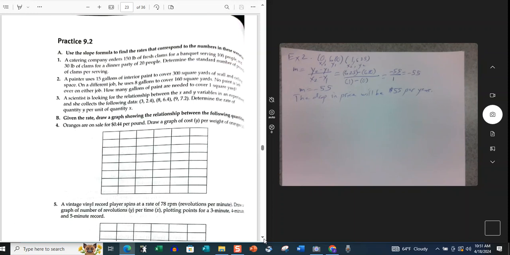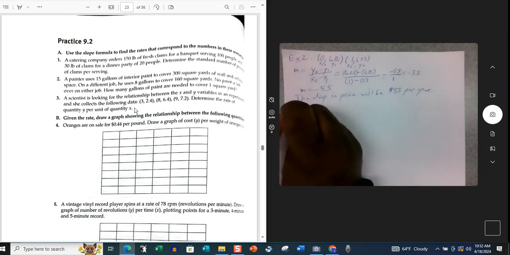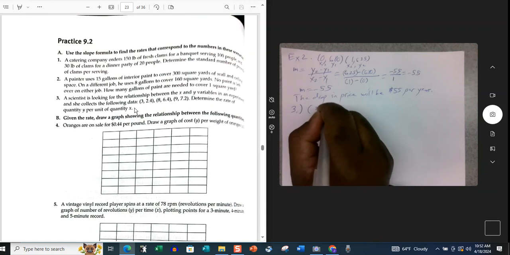So starting with number 3, it says a scientist is looking for the relationship between the x and y variables in the experiment, and she collects the following data. If you notice here, she has 3 points. Determine the rate of quantity y per unit of quantity x. So whenever they tell you what they want, when they say here, the quantity y per unit of x, your y values determine what goes first, and your x values determine what goes second. So if we go to number 3, let me put down all of the ordered pairs.